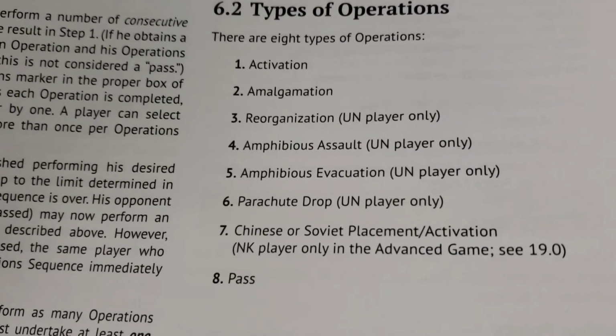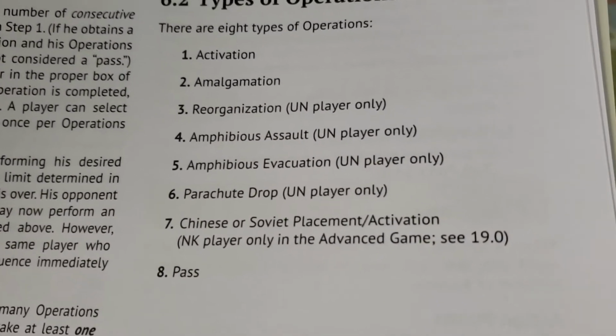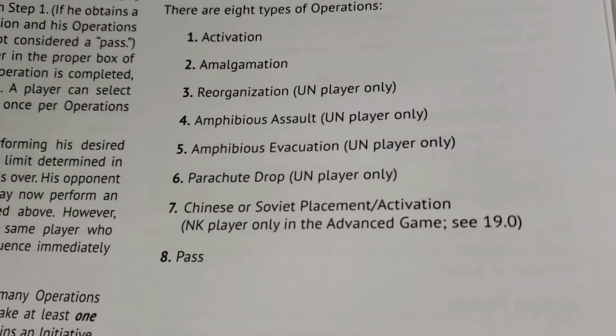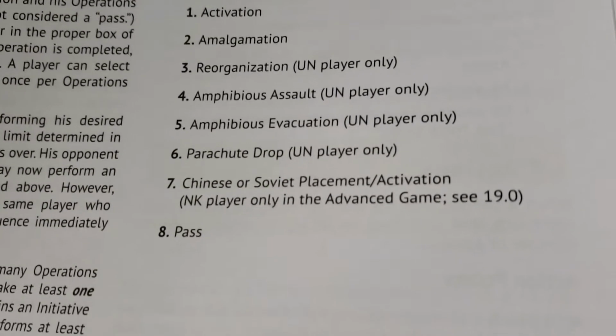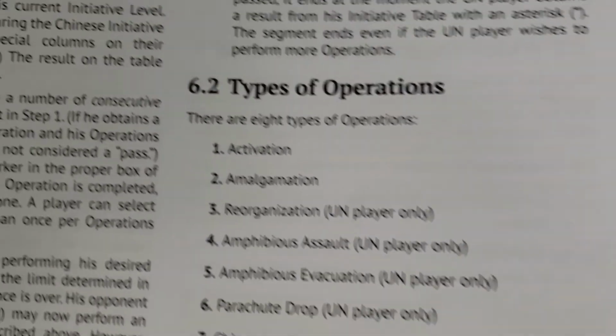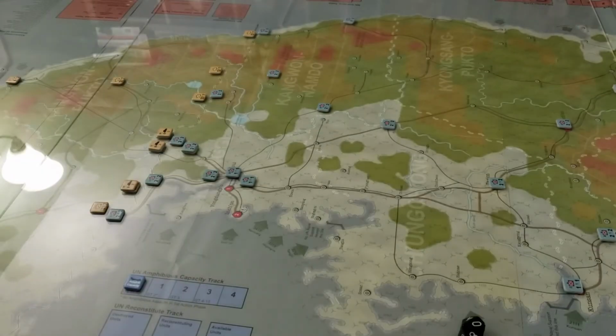We can't do reorganization because that's only for the UN. We can't do amphibious assault or evacuation or parachute drops. And there's not a Chinese or Soviet placement we can do. So the only thing we can really do is an activation, right? That makes sense, but just so you understand the procedure, those are the types of things you're going to be picking from. We're going to choose as part of our single op activation.